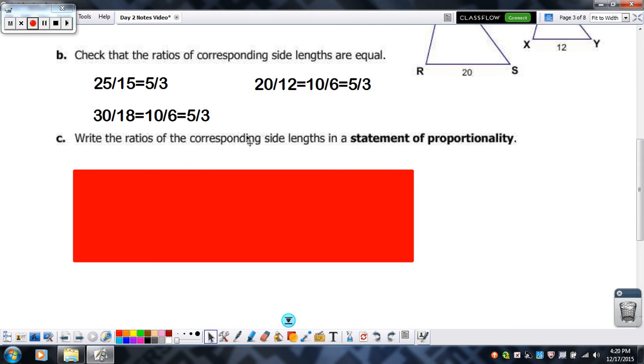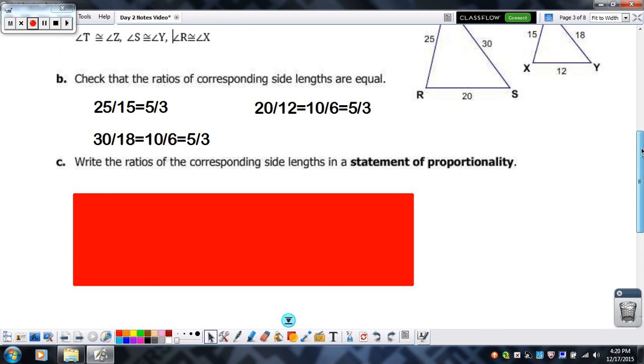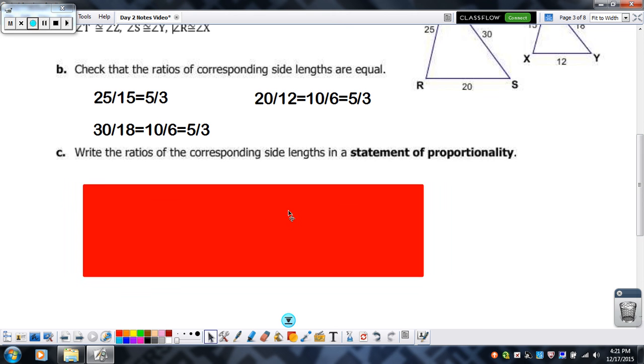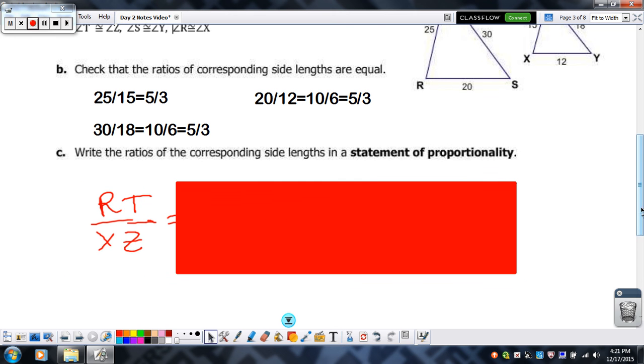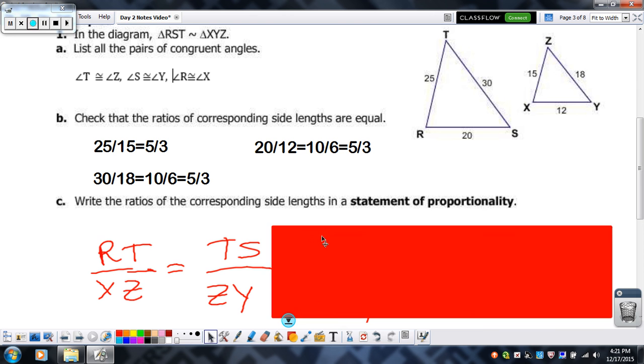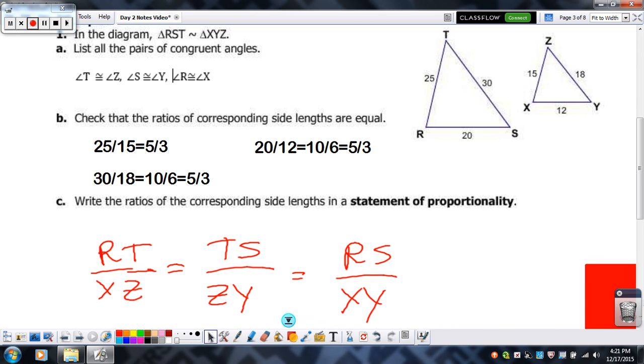Next, they want us to write the ratios of the corresponding side lengths in a statement of proportionality. You may want to put a star next to that. Whenever you see this, that means you're going to write your sides like a proportion. So here we're going to say RT is proportional to XZ. And once again, you can figure that out by looking at your similarity statement. RT and XZ are in the same position. Next we have side TS, which is in the same position as side ZY, so they are proportional. And lastly, side RS and side XY.